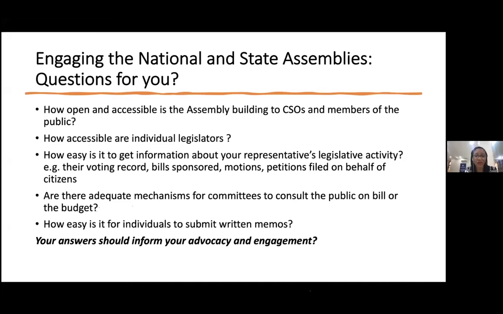And again, are there adequate mechanisms for committees to consult the public on bills or budgets? I've talked about the National Assembly holding budget hearings. I don't know what happens at the states. So are those mechanisms there, and what can we do? And then how easy is it for individuals to submit written memos and follow up?